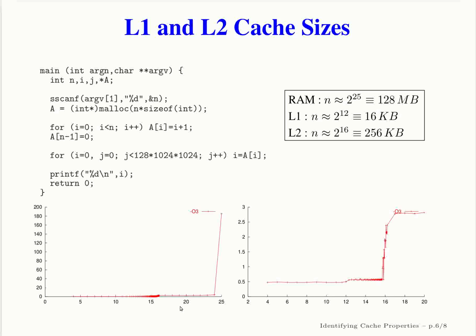So using these experiments, it was possible to detect that the size of the L1 cache is this much, the size of the L2 cache this much, and the size of the memory is roughly this much. Simply by looking at the positions where this access time jumps a little bit.